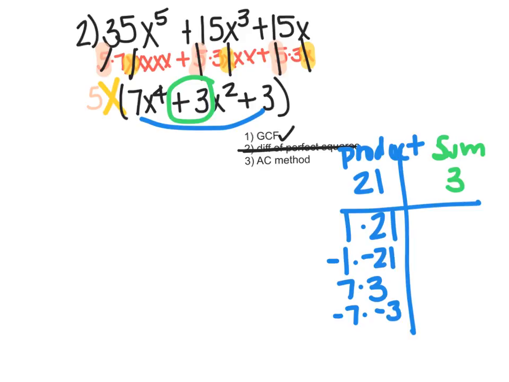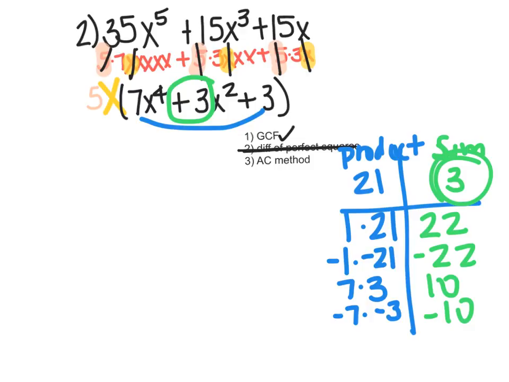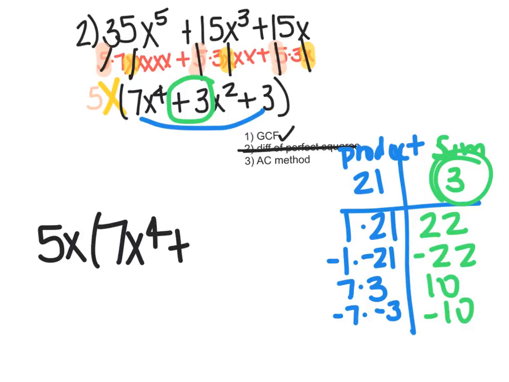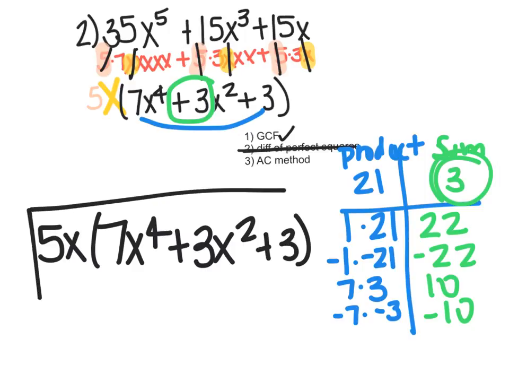Well, then if I find their sums, 1 plus 21 would be 22, -1 plus -21 would be -22, 7 plus 3 would be 10, and -7 plus -3 would be -10. So since none of these gave me a sum of 3, that means my final answer is going to be 5x times (7x to the fourth plus 3x squared plus 3). This cannot be factored any further.